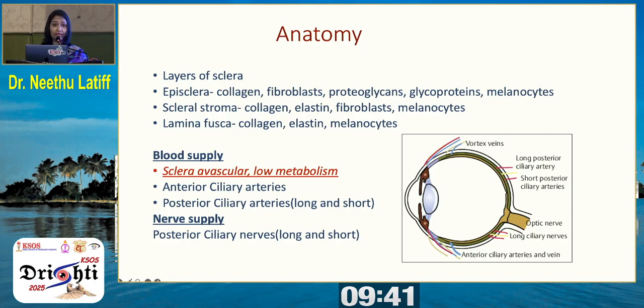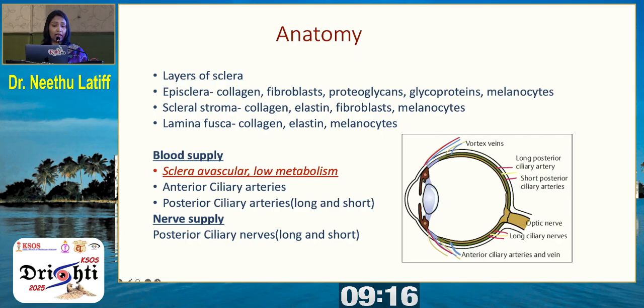The topmost is the thin connective tissue, which is highly vascular, the episclera, which is abundant in collagen, fibroblasts, proteoglycans, glycoproteins, and melanocytes. The next is the scleral stroma, which is rich in collagen, elastin, fibroblast, and melanocytes. And the innermost is the lamina fusca, which contains the melanocytes predominantly and collagen and elastin. And this fusca has these grooves, which allow the entry of the arteries.